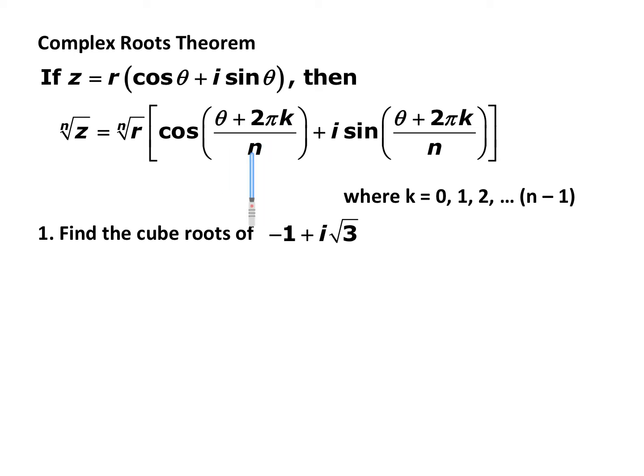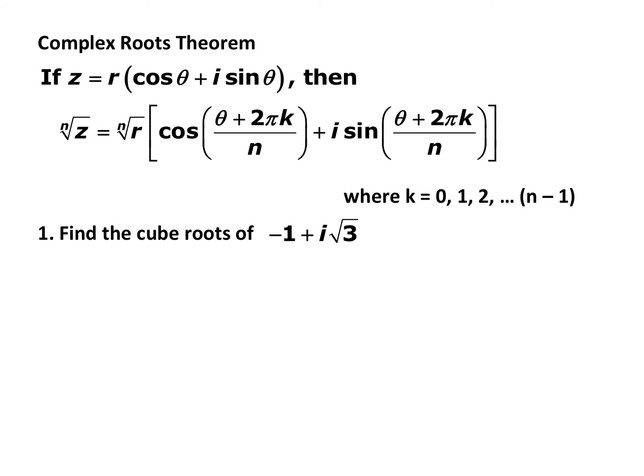where n is whatever root I'm taking, and k is going to start at 0 and increase by 1 until I get 1 less than n. So whenever you take roots, remember there's as many solutions as whatever root you're taking. So if you're taking the third root, you would have 3 solutions. You would do this with k to be 0, you would do this with k to be 1, and you would do this with k to be 2, and those are your 3 solutions.